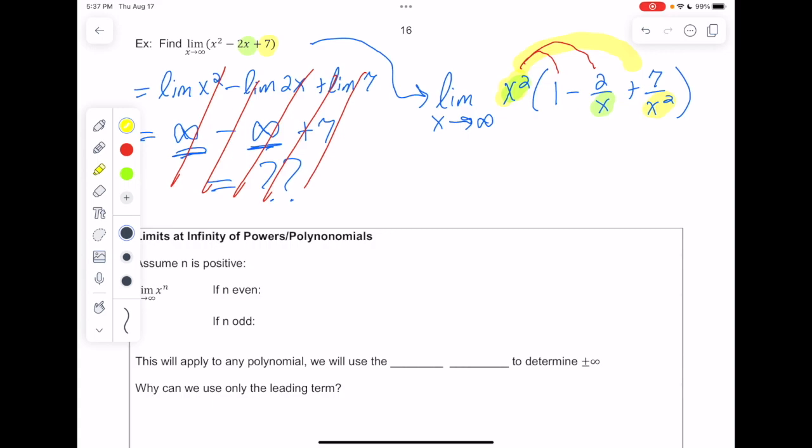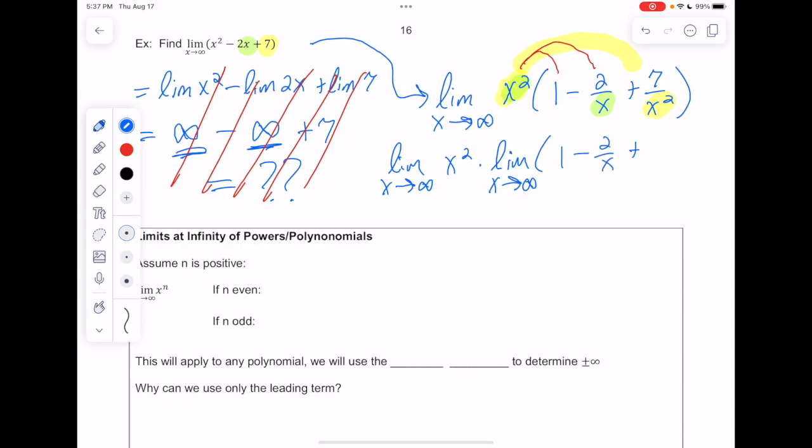All right, so now what? Now we go back and start splitting the limit up some more. So we're going to say, let's take the limit as x goes to infinity of the x squared piece times the limit as x goes to infinity of the rest of it, the 1 minus 2 over x plus 7 over x squared. So what happens if we do this?